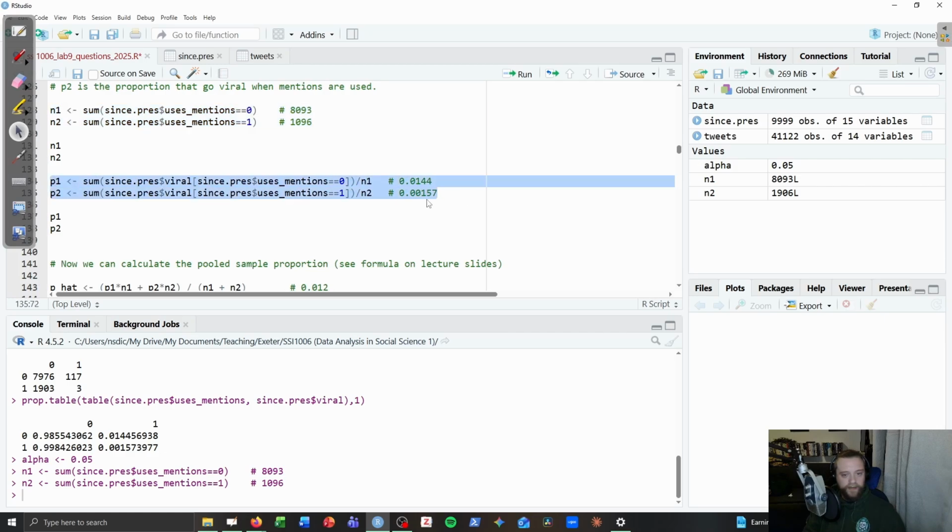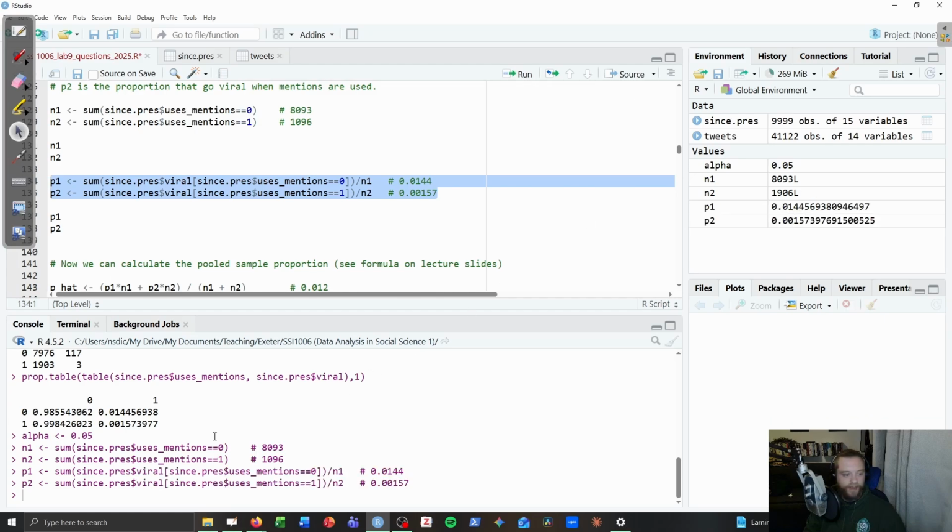What we then need is the proportion of viral tweets within each group. That's pretty simple. All we need is the sum of viral tweets that don't use mentions and viral tweets that do, and we divide by n1 and n2. You can see that the results we get from that are exactly the proportions that we saw in this table.